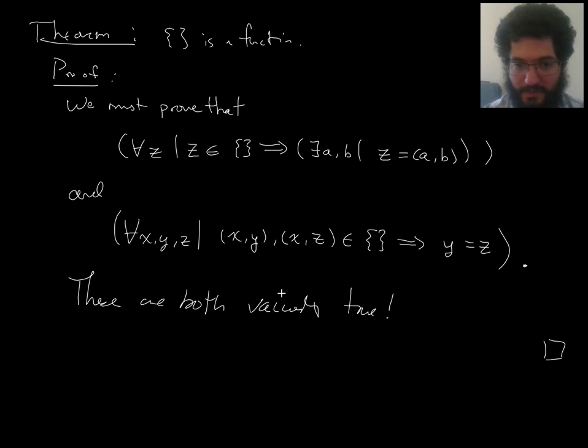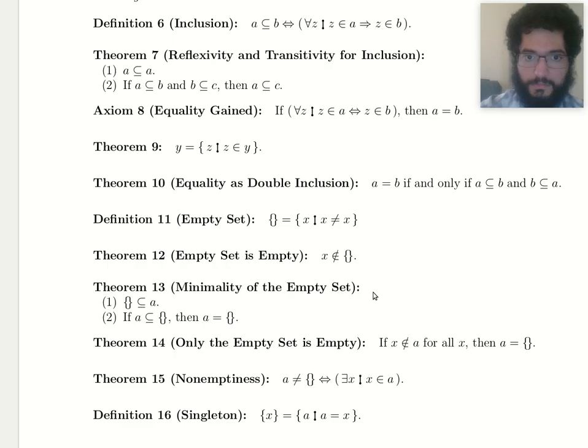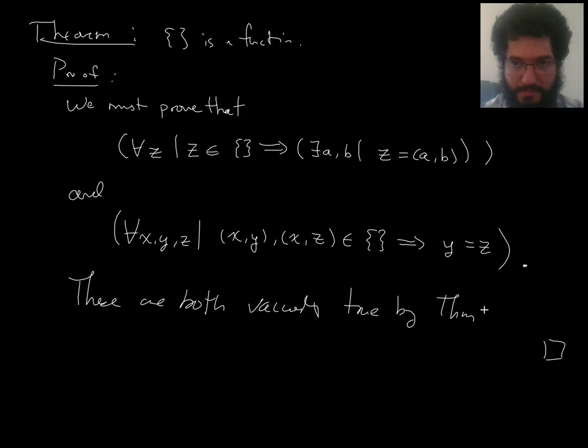And that's all we need to say. Vacuously true means these statements are just true. If I want to give a justification, I guess I would say by theorem 12 here. All right, so the empty set is a function. Its domain is the empty set, right? So it's a function, but you can't evaluate it anywhere. It just happens to meet the definition of being a function.